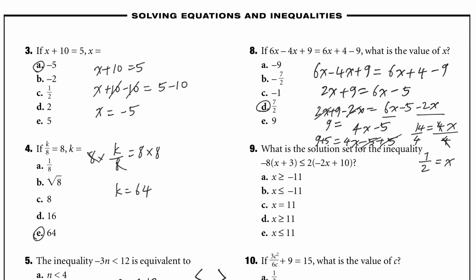What is the solution set for the inequality? So I'm going to expand the brackets. Negative 8 times x is negative 8x. Negative 8 times positive 3 is negative 24. Is less than or equal to 2 times negative 2x is negative 4x plus 2 times 10 is 20. Now I'm going to send negative 8x to the other side, to the right hand side, by adding 8x to both sides.